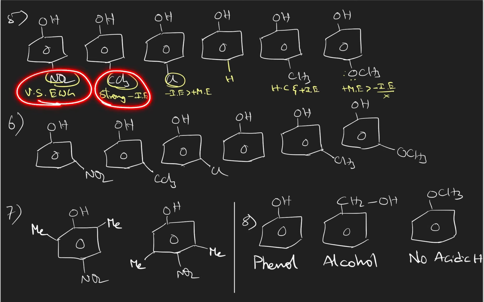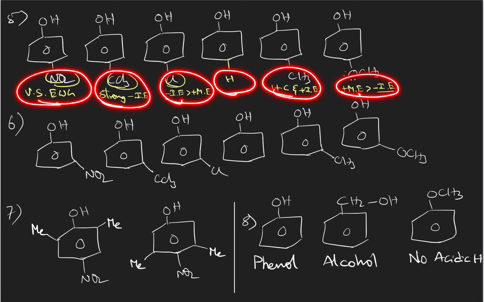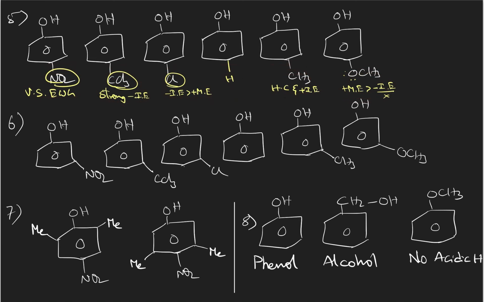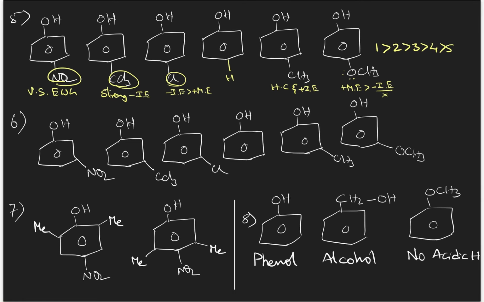Now EWG, EWG, EWG, ERG, ERG, and this is neither EWG nor ERG. Therefore, it is in the middle. So first three compounds are better than fourth compound, then fifth and sixth compounds. So between first three compounds, we know 1 greater than 2 greater than 3, then fourth compound. Then between fifth and sixth, fifth is better than sixth.